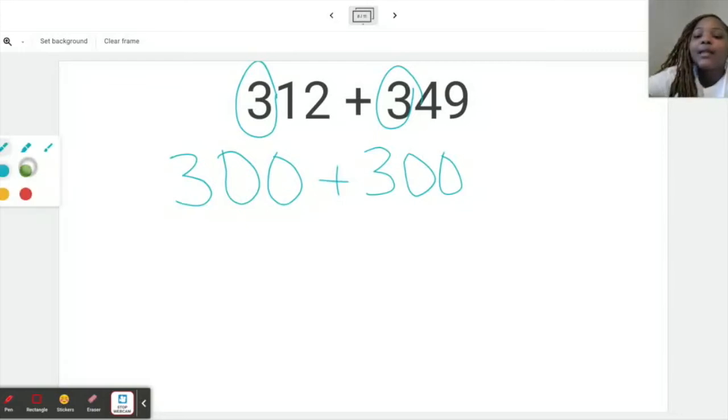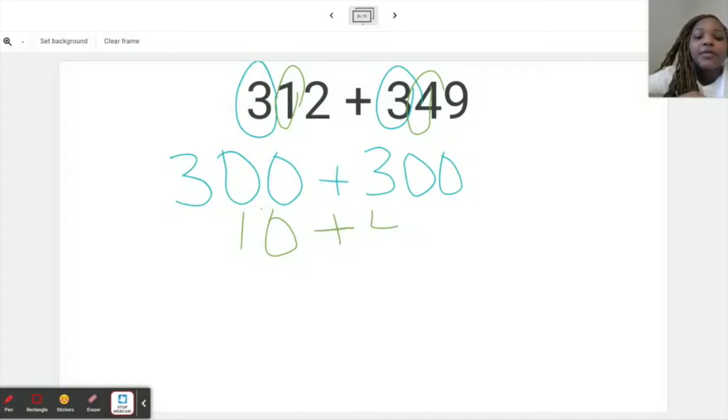Then I'm going to go ahead and look at the tens. In my tens, I have a 1 and I have a 4, and it's 1 number behind it. So I know my first number is 10. So I'm going to write a 1 and a 0 behind it because only 1 number is behind. Plus 40 because it's the 4 in the 10 spot, but it's only 1 number behind. So I'm going to put a 0 there.